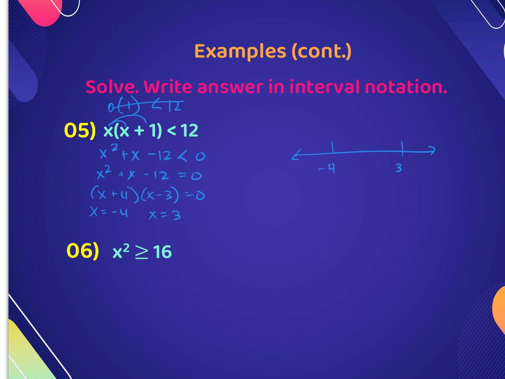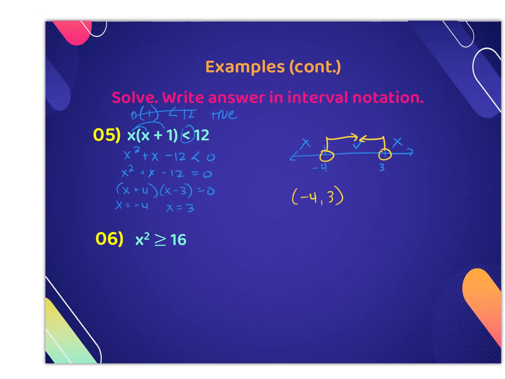So because it's true, I know that the center is my solution, and so these are not. And so I look, it's a less than, so I know I'm going to have an open circle at -4, an open circle at 3, and my graph would go in here. In interval notation, how I would write this again is from -4 to 3 with parentheses.